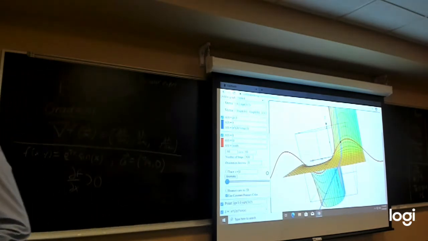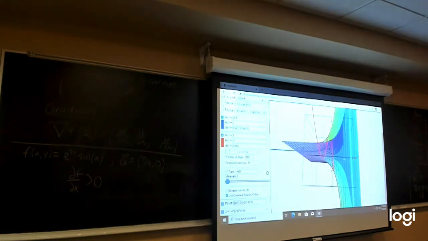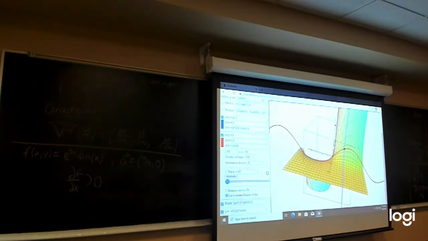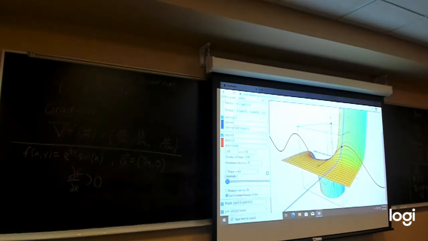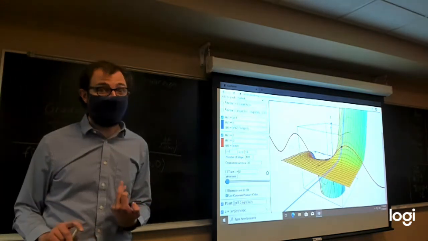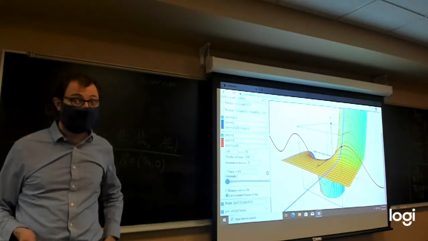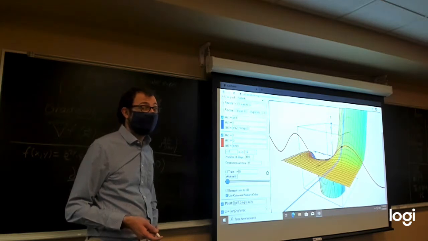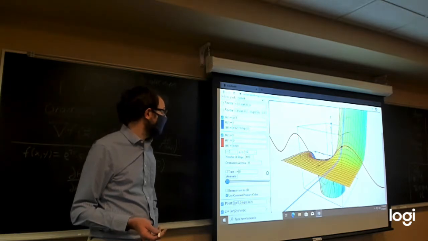How about del f del y? Del f del y is going to be taking the slope in the positive y direction, so sort of this way. So if we were to go up the slope this way, are we going to be getting a positive del f del y or a negative del f del y? Meaning, is that going to be an uphill climb or a downhill climb? Yeah, it's also going to be positive.